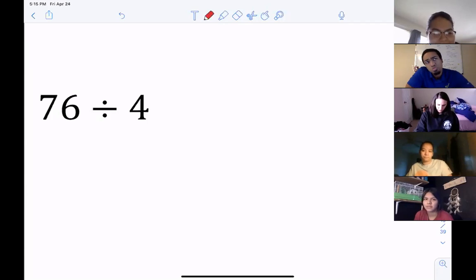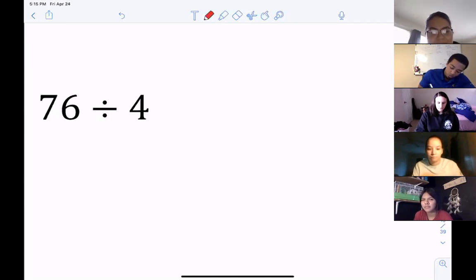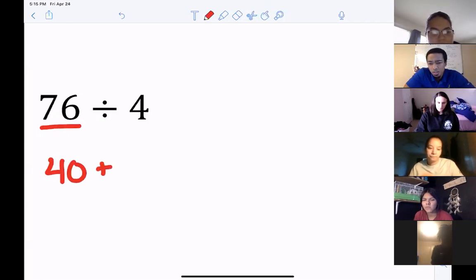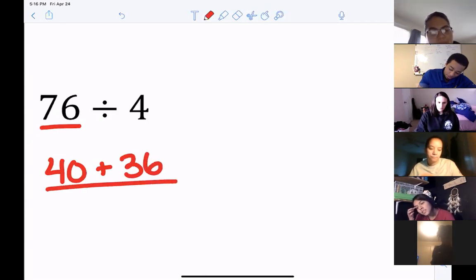Everybody, what's 4 times 10? 40. Correct. 4 times 10 is 40. If I make 76, 40, and something else, what's the remainder? What's left over? 40 plus what makes 76? 36. Yes, 36. 76 is the same as 40 plus 36.